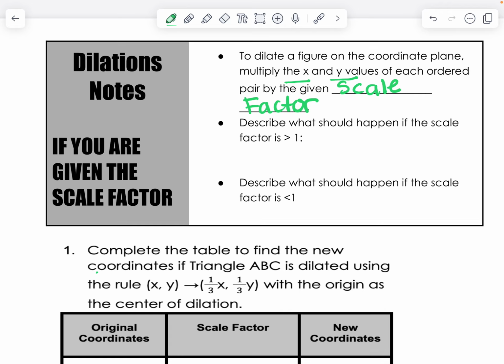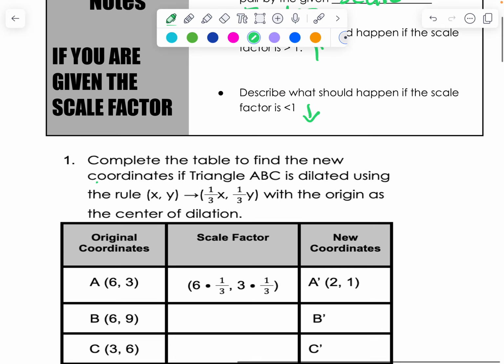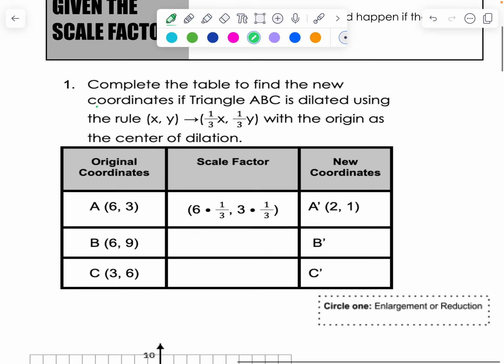All right, so in the next part, go ahead and pause it because I need you to answer this question. I want to see if you remember what happens when your scale factor is less than 1. And then I want you to tell me if you remember when the scale factor is more than 1. So I said it opposite. So this is greater than 1 and this is less than 1. Go ahead and fill that in your Google form. Pause it, and then we're going to go to example 1.